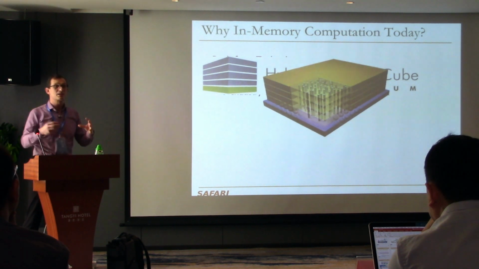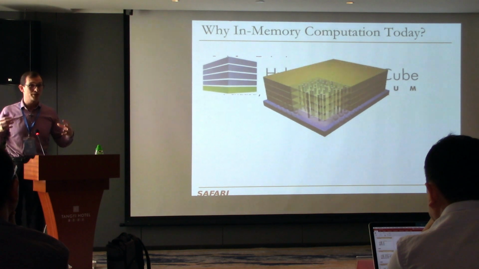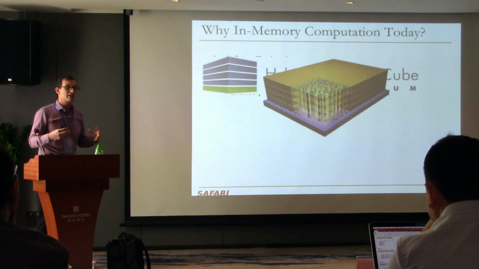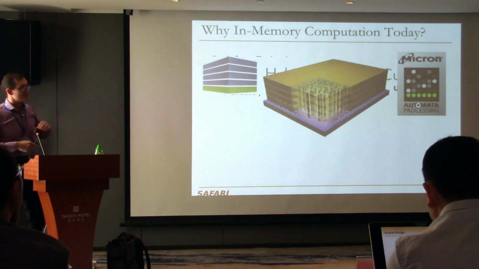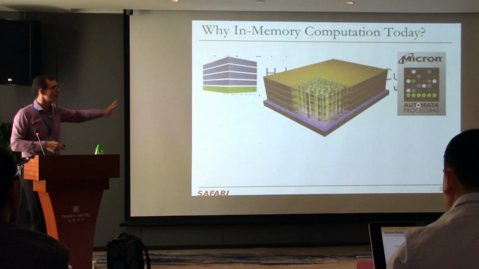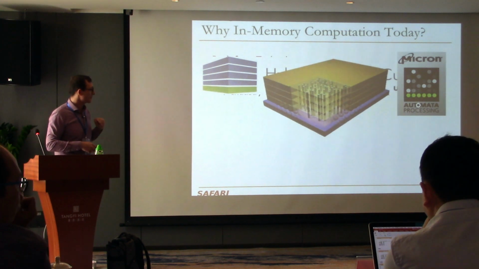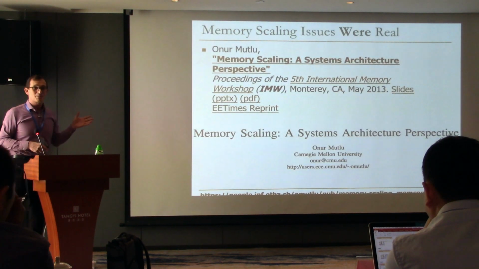There are actually startups that are doing even more aggressive things. They're actually putting processing units inside the DRAM chip. UPMEM is one startup that's doing that. Micron has been experimenting with relatively simple operations inside the chip itself also. And this is happening because we're having problems with memory scaling.